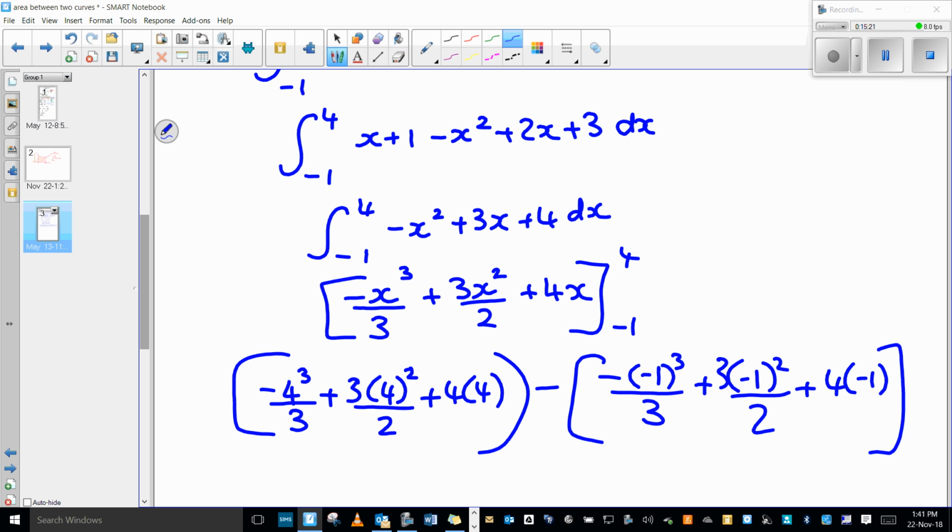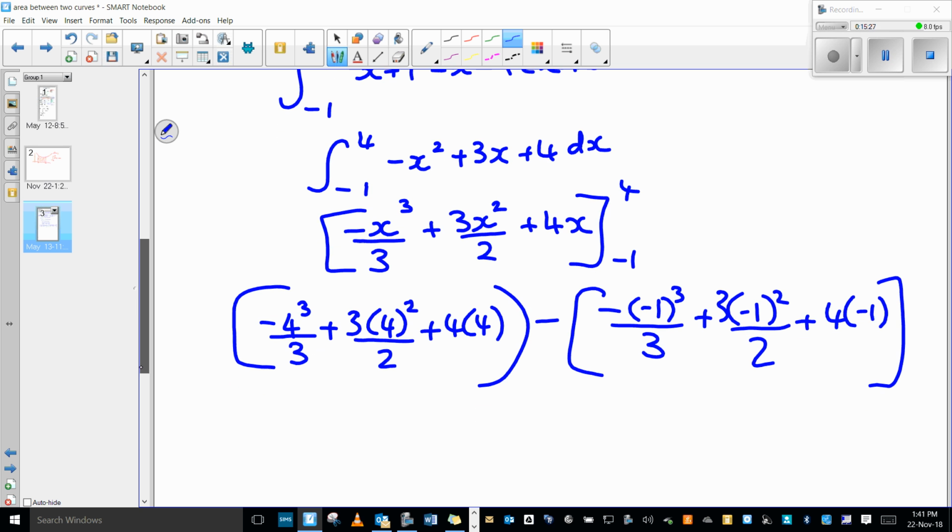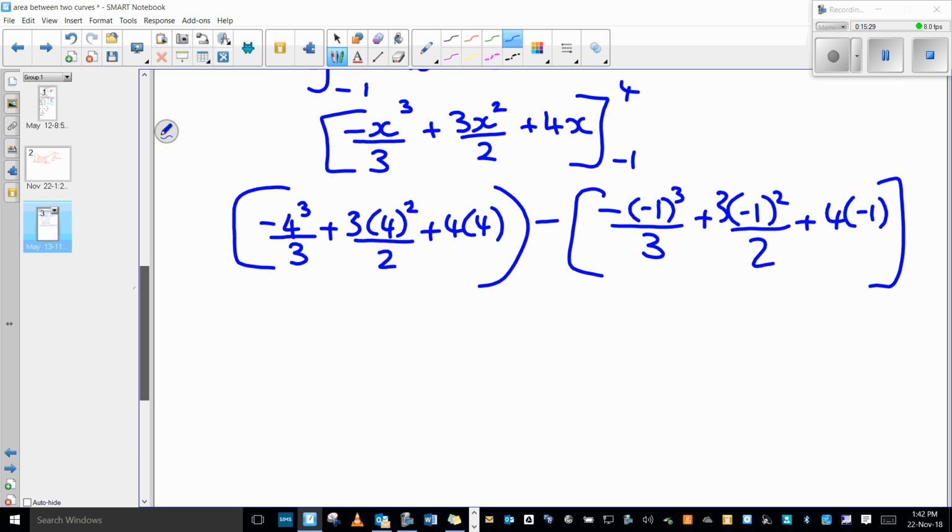Don't forget, brackets are super important when you come to substituting these things in, especially when the value is negative. So 4 cubed: 4 multiplied by 4 is 16, and then multiply that by 4. 16 multiplied by 4 is 64. So we've got negative 64 over 3. 4 squared is 16, multiplied by 3.